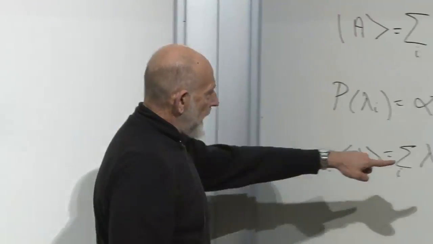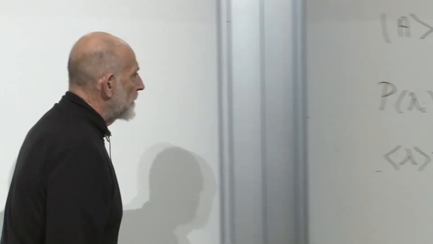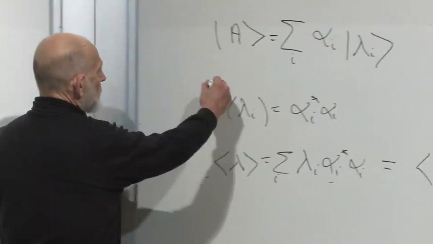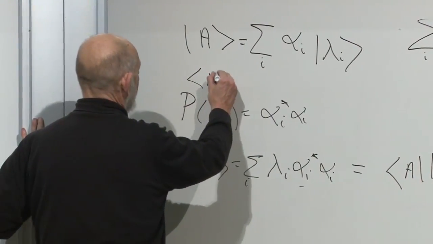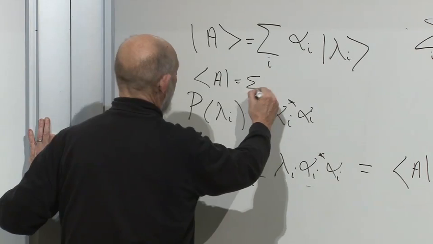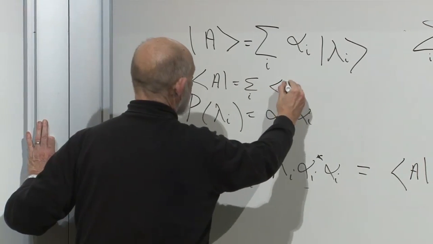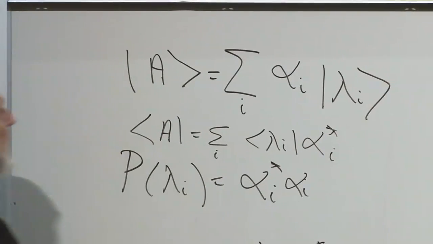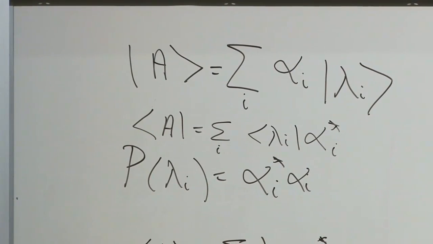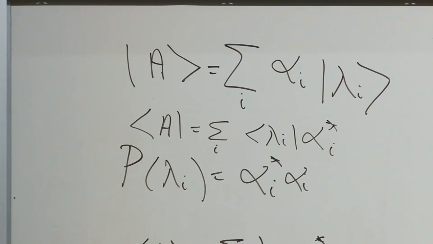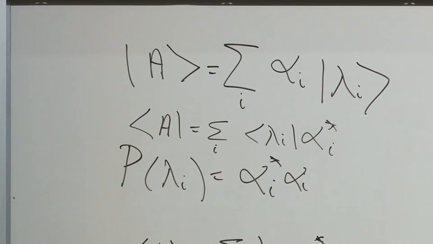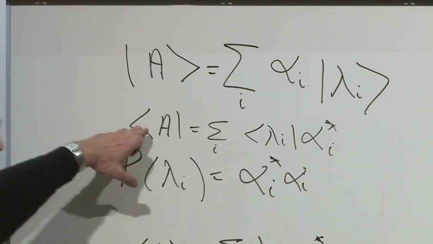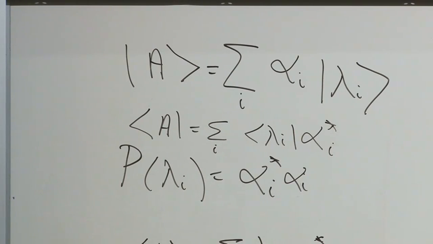All right, so let's calculate this creature over here. A is this summation, and let's use also that the bra vector A is the summation over I of lambda sub I alpha star I. All right, so we make a sandwich. The sandwich is the sum over I and J. Why? There are two sums, one for the bra and one for the ket.